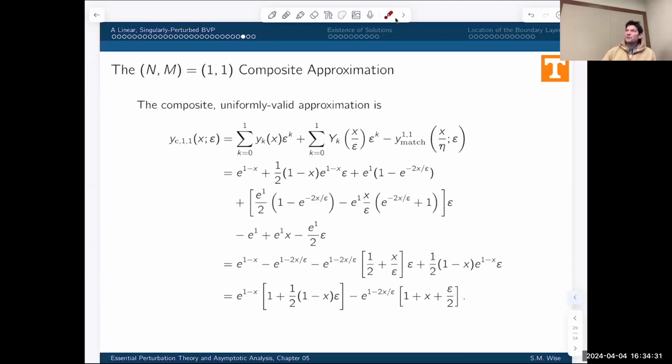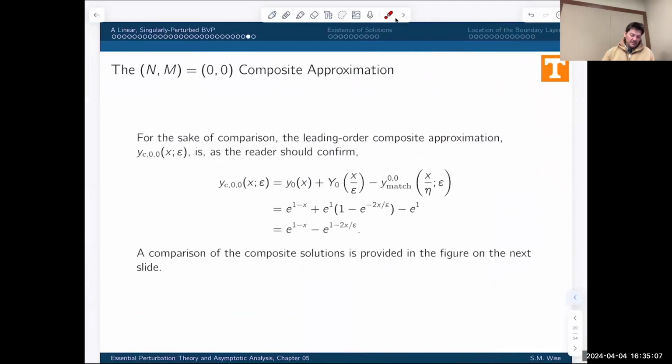This is the structure that you're going to see over and over again for the approximate solutions for singularly perturbed problems. You're going to have something which is just in terms of x, and then you're going to have something which is in terms of x over epsilon, and maybe some other things. And usually it's going to be an exponential with a power minus something times x over epsilon. So that's a common feature that you're going to see again and again. So this is our 1-1 composite solution.